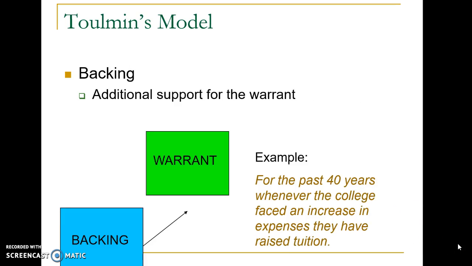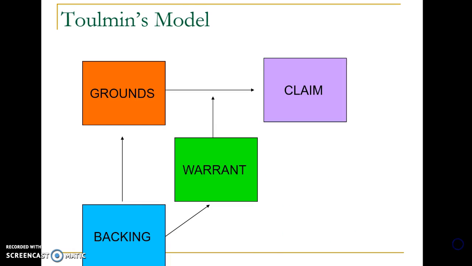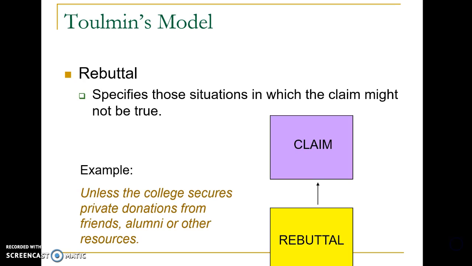The next thing, these are now the new elements that you don't know, is the backing. Sometimes the warrant, or the grounds for that matter, may need some additional support. So some extra examples of when that might have occurred. So right now we have the triad up at the top, the grounds leading to the claim, and the warrant connecting them. The backing, as I said, is extra examples to substantiate either your grounds or your warrant.